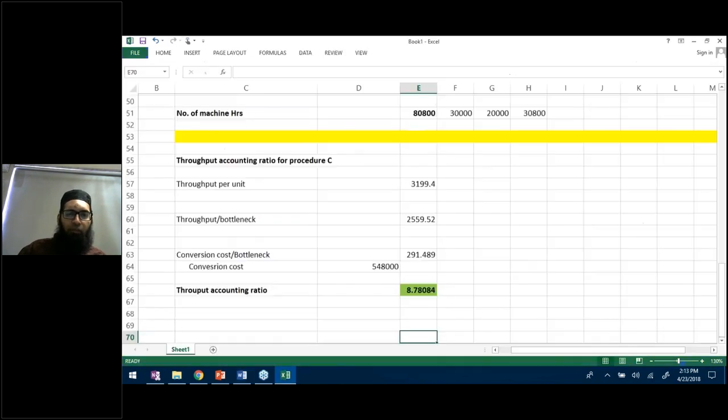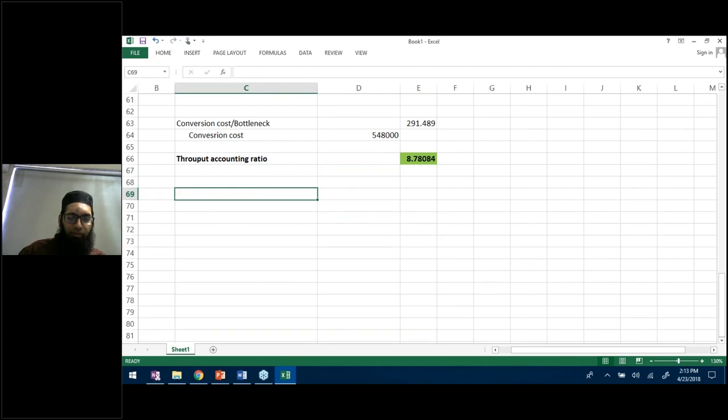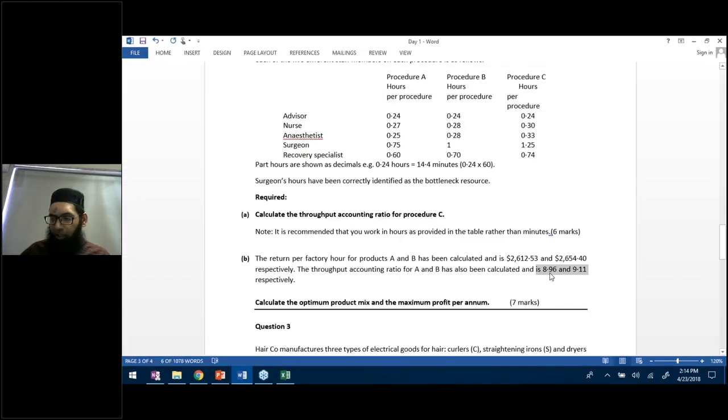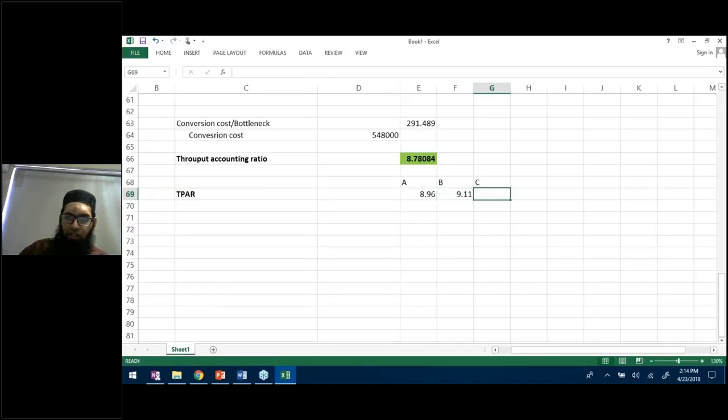Now the steps to cover that: the first step was to identify the bottleneck process, which has already been solved. The second step was to calculate the throughput per unit. The third is to calculate the throughput per bottleneck, and the fourth one is to calculate the throughput accounting ratio. So we have been told about the throughput accounting ratio of all the 3 products, A, B, and C. Now, throughput accounting ratio for product A is 8.96. For B, it is 9.11. And for C, you have just calculated as 8.72.